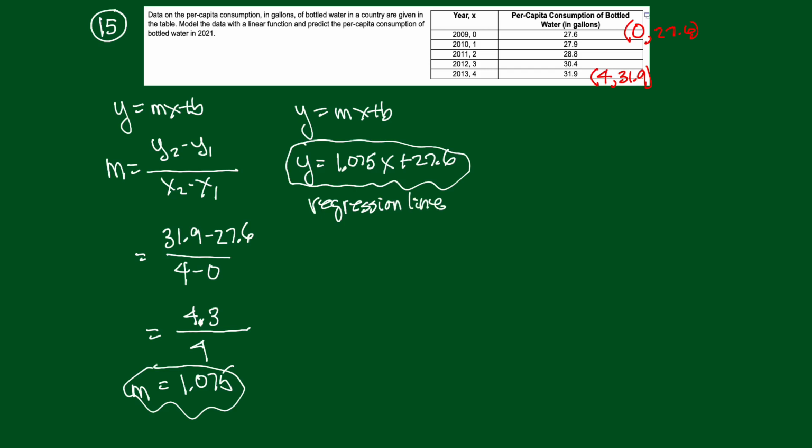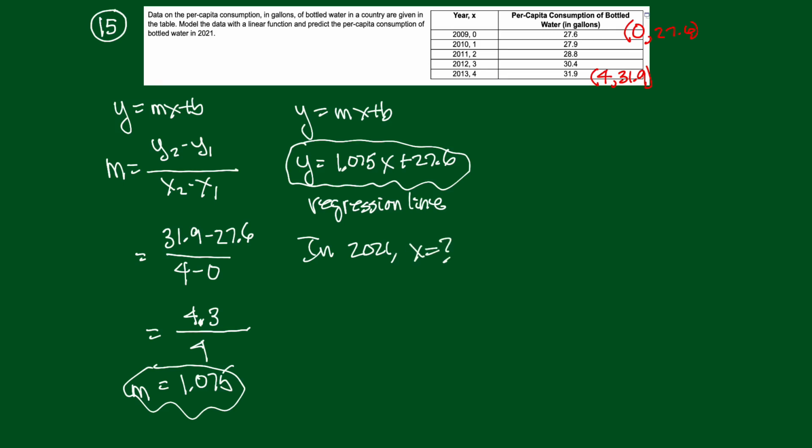And what are we supposed to do here also? It wants us to make a prediction. Predict the consumption of bottled water in 2021. All right, so in 2021, x is equal to what?